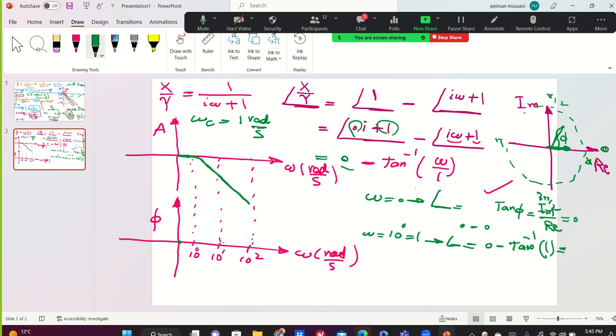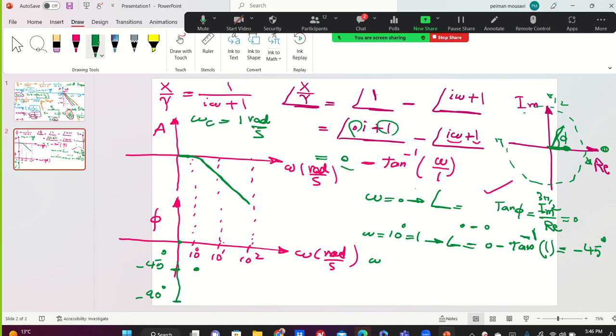Which angle gives you 1? Which tangent, from trigonometry? Come on. Tangent of which angle is 1? Yeah, 45. So it's going to be minus 45 degrees. So if I say here it is, say, minus 45, and here minus 90. So it says at 1, here we go.